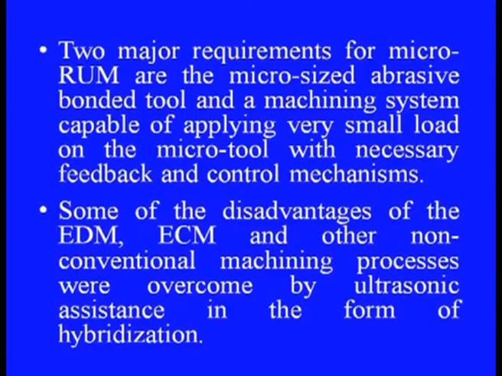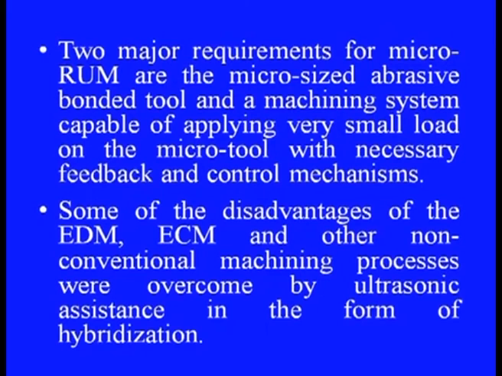Now, let us see few developments in ultrasonic assisted systems. Rotary ultrasonic machining, this was already indicated, is one of the cost effective and hybrid machining processes available for drilling holes. It merges the material removal mechanisms of diamond grinding and ultrasonic machining, resulting in higher material removal rate than that obtained by diamond grinding or ultrasonic machining. Two major requirements for micro rotational ultrasonic machining are the micro sized abrasive bonded tool and machining system capable of applying very small load on the micro tool with necessary feedback and control mechanisms.